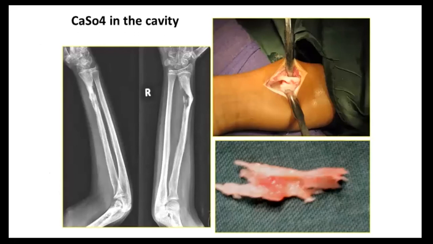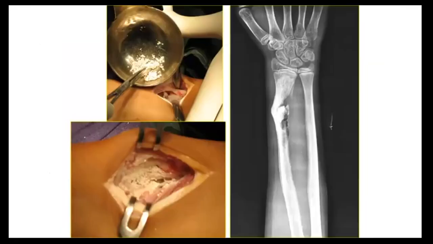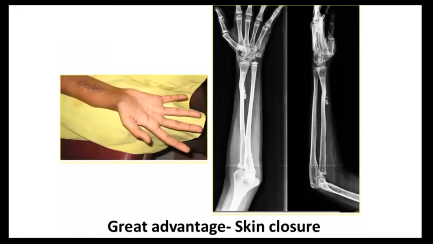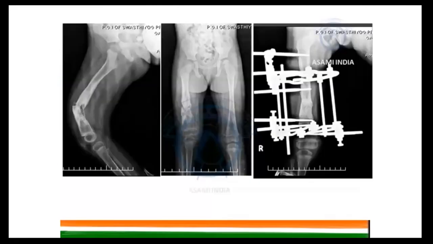You can see a big cavity at the distal end of the radius. So I debrided the cavity, removed the sequestrum and filled it with calcium sulfate. The beauty of this calcium sulfate is that you can completely close the skin in the first place. And I just gave a cast to this child and it united very well with complete cure of infection. But every time you cannot be as lucky as that.